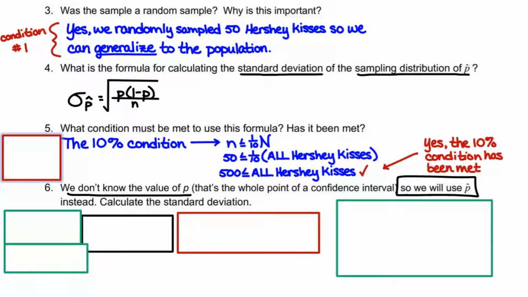This, by the way, is condition number 2. When it says check conditions, I need to check, was it randomly selected? Are we independent? That's what allows me to use that formula for standard deviation. That's why my 10% condition is important. Are we independent?